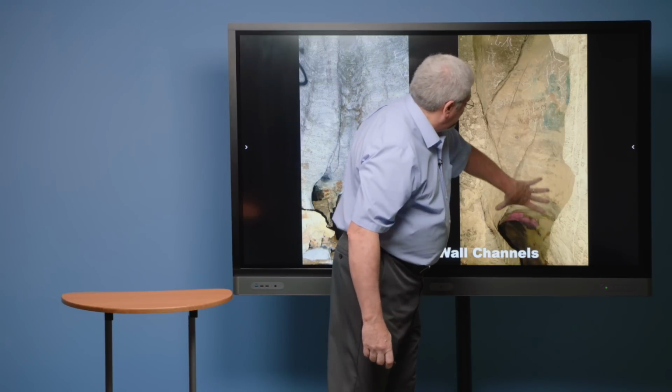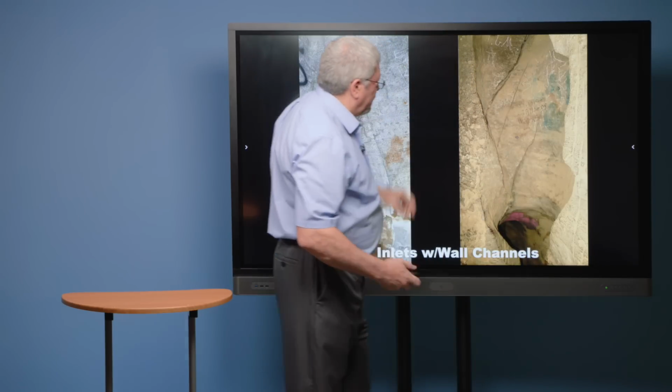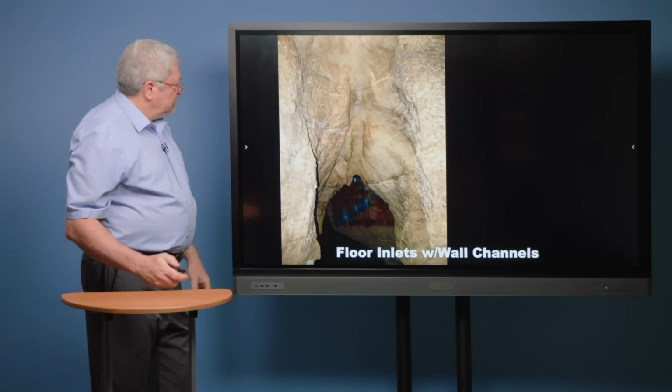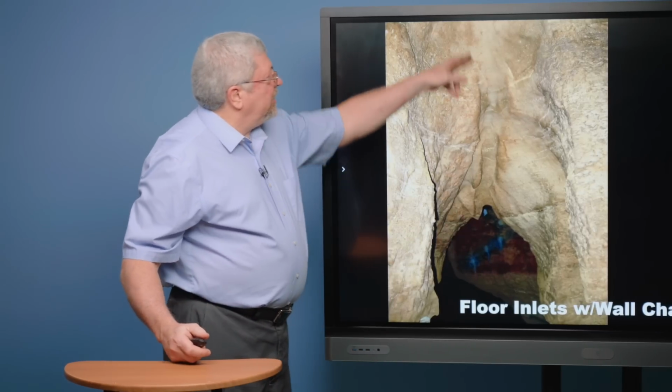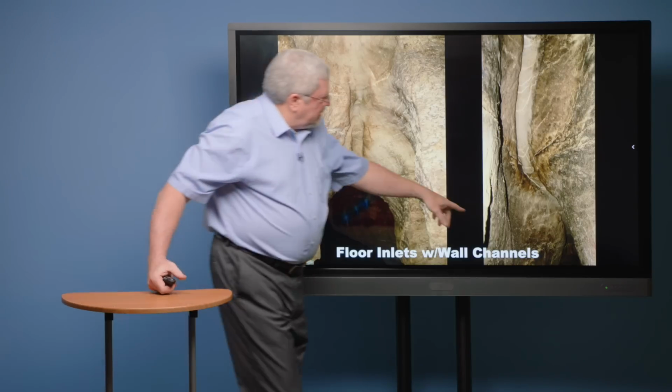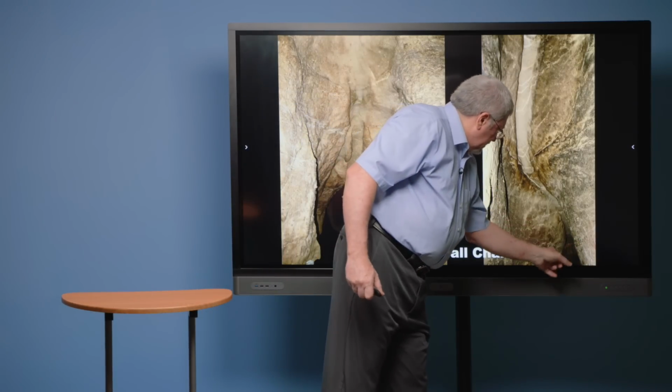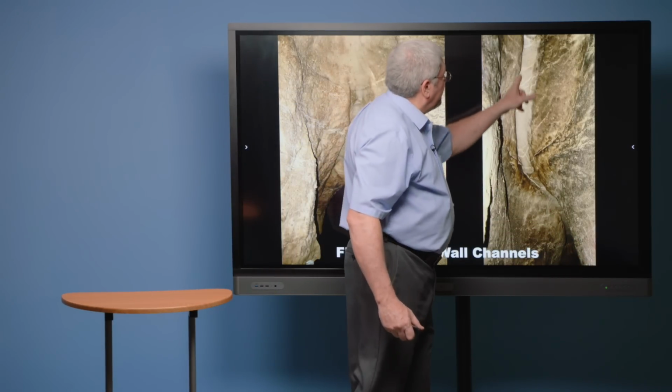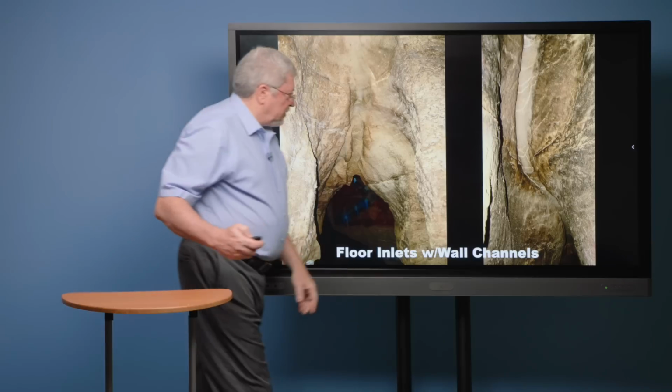Again, a side channel up the wall. Another floor inlet with the channel going up towards the ceiling. An inlet channel going straight up towards the ceiling.